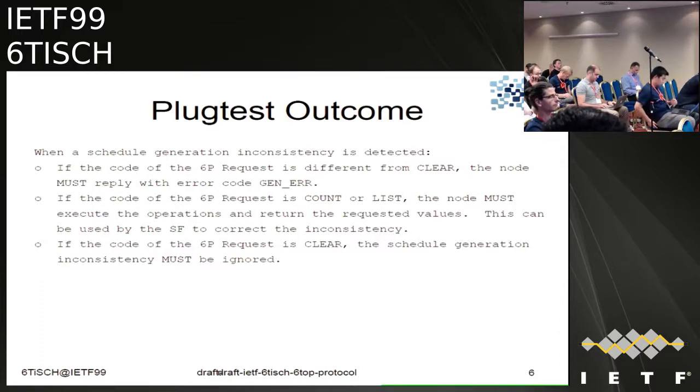We don't say how, but we say we support that by listing and counting, we can detect the difference in the schedule and then correct it. Do we have any comments from implementers about this?